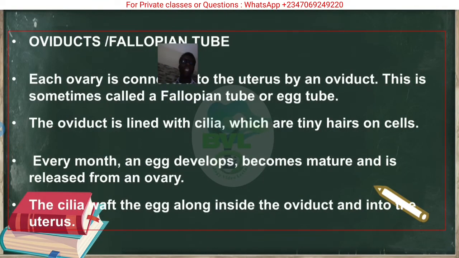Then the fallopian tube, otherwise called oviduct. Each ovary is connected to the uterus by an oviduct. This is sometimes called the fallopian tube or egg tube. The oviduct is lined with cilia, which are tiny hairs on cells. I'm going to explain each of this to you. Every month an egg develops, that's at puberty, please, becomes mature and is released from one of the ovaries, whether the right one or the left one. The cilia waft the egg along inside the oviduct into the uterus.